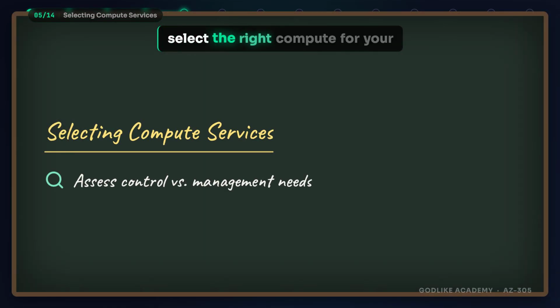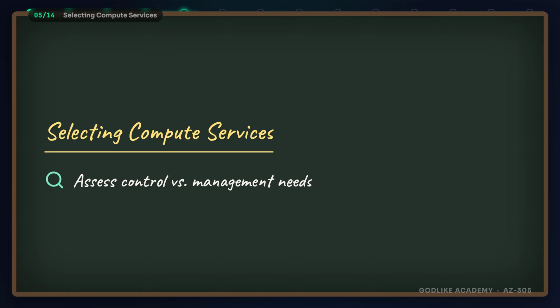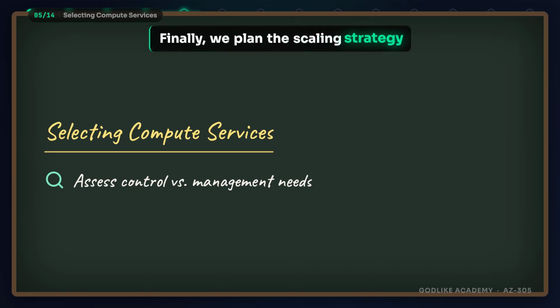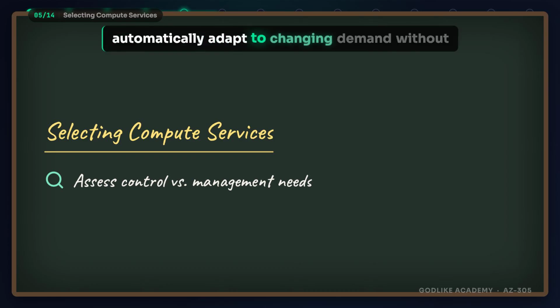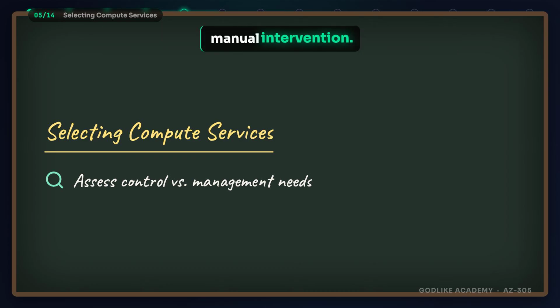Now let's look at how to select the right compute for your specific needs. We start by assessing whether you need deep OS control or just code execution. Next, we evaluate the workload type to see if it fits web, container, or event patterns. Finally, we plan the scaling strategy to ensure reliability and cost efficiency. Skipping this evaluation often results in single points of failure during peak traffic. The AZ-305 exam consistently tests your ability to architect resilient systems that automatically adapt to changing demand without manual intervention.